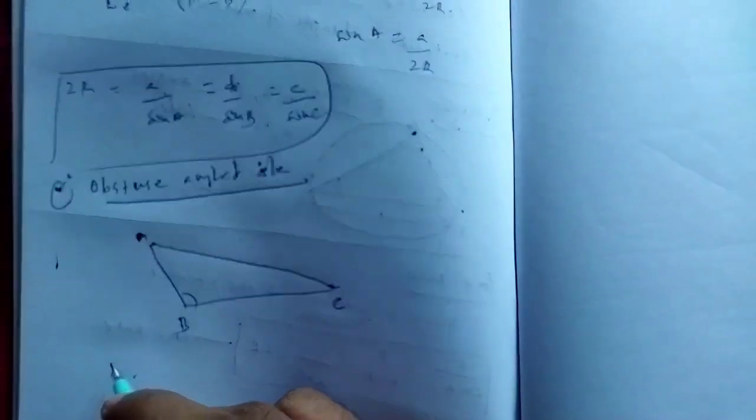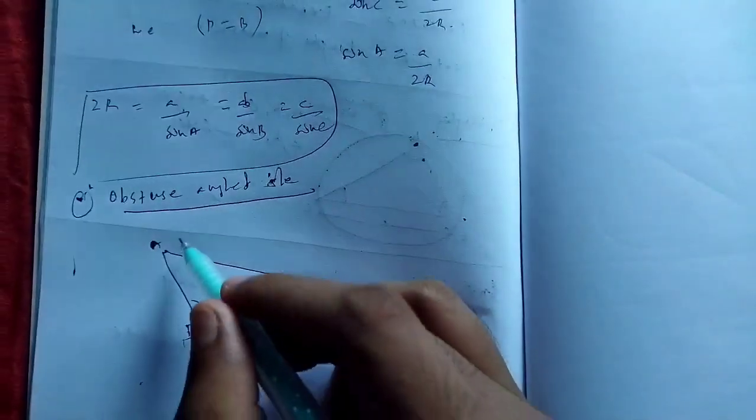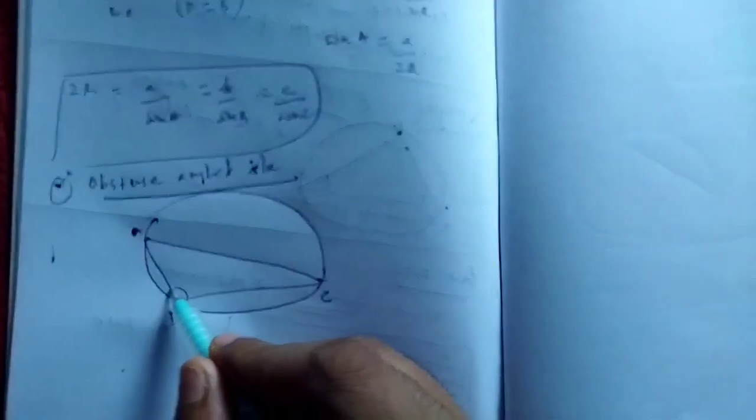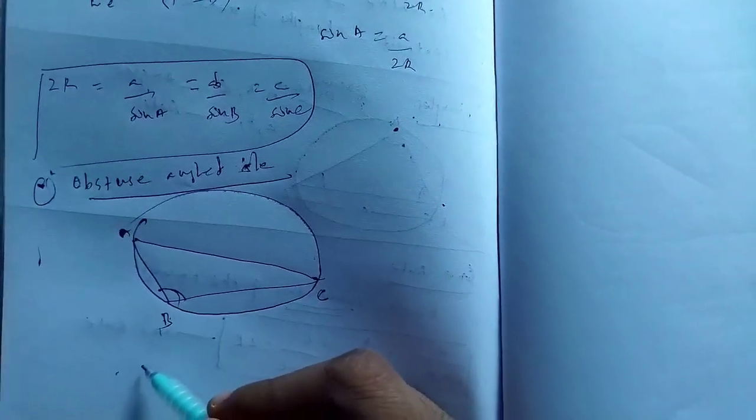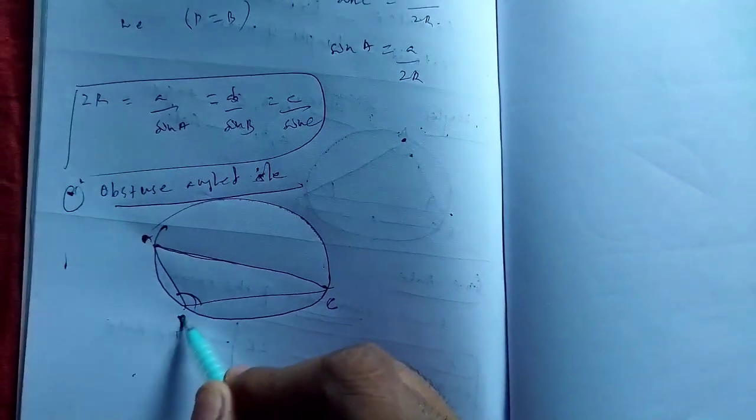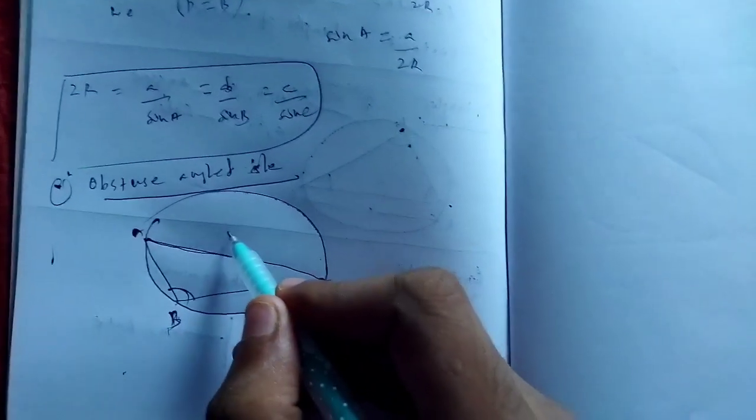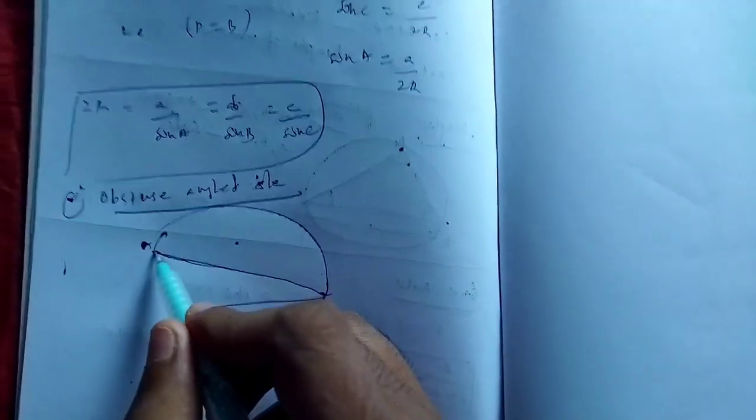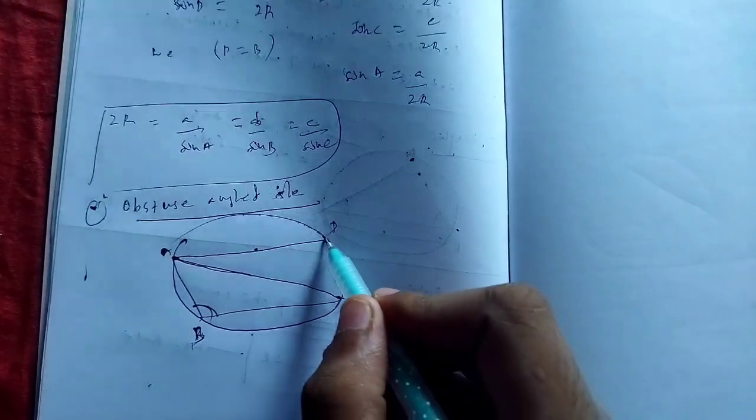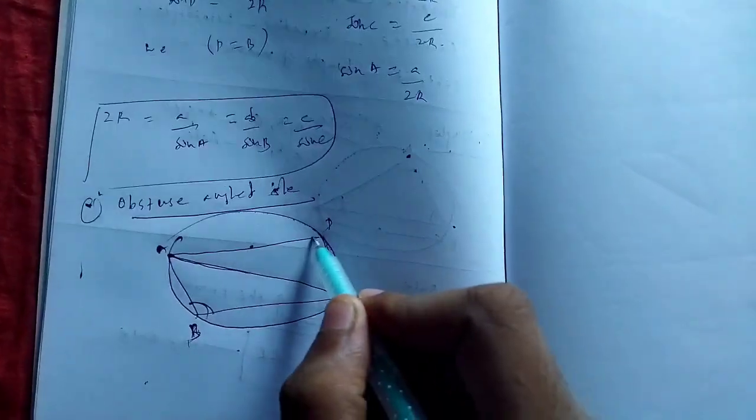This is an obtuse angle triangle, and this is some circle, as it is obtuse angle. So for this chord, this angle is lying in the minor segment, so the center will be somewhere here. So this would be the diameter, and let it be d, and let's join.